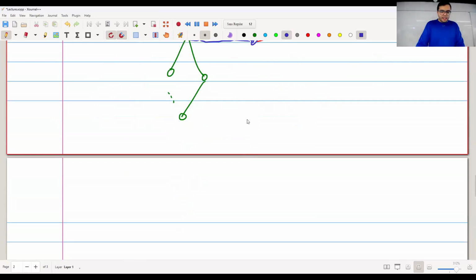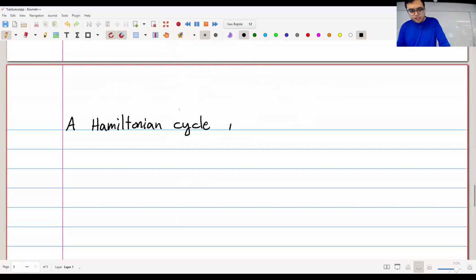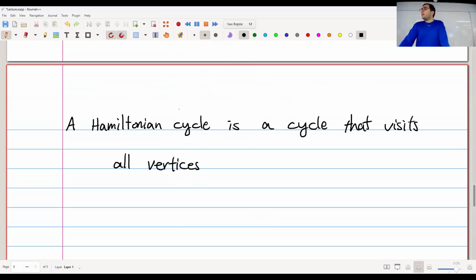Now, a very similar concept is the concept of a Hamiltonian cycle. And a Hamiltonian cycle is a cycle that goes over all vertices. A cycle that visits all vertices of my graph. And of course, because it's a cycle, it's visiting every vertex exactly once.